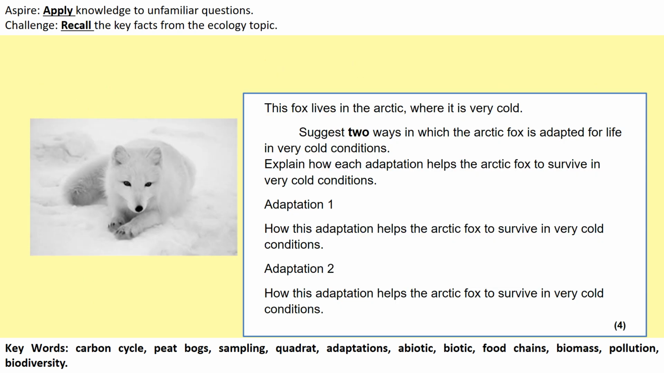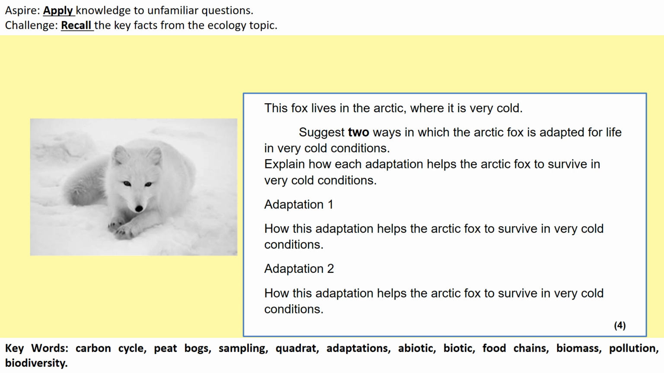Common question. Now you have to be careful with these, that you read the question very carefully. So this is the Arctic fox. You've seen this one before in one of the previous lessons, and it even tells you that the Arctic is very cold. Who knew? And it asks you to suggest 2 ways in which the Arctic fox is adapted for life in very cold conditions.